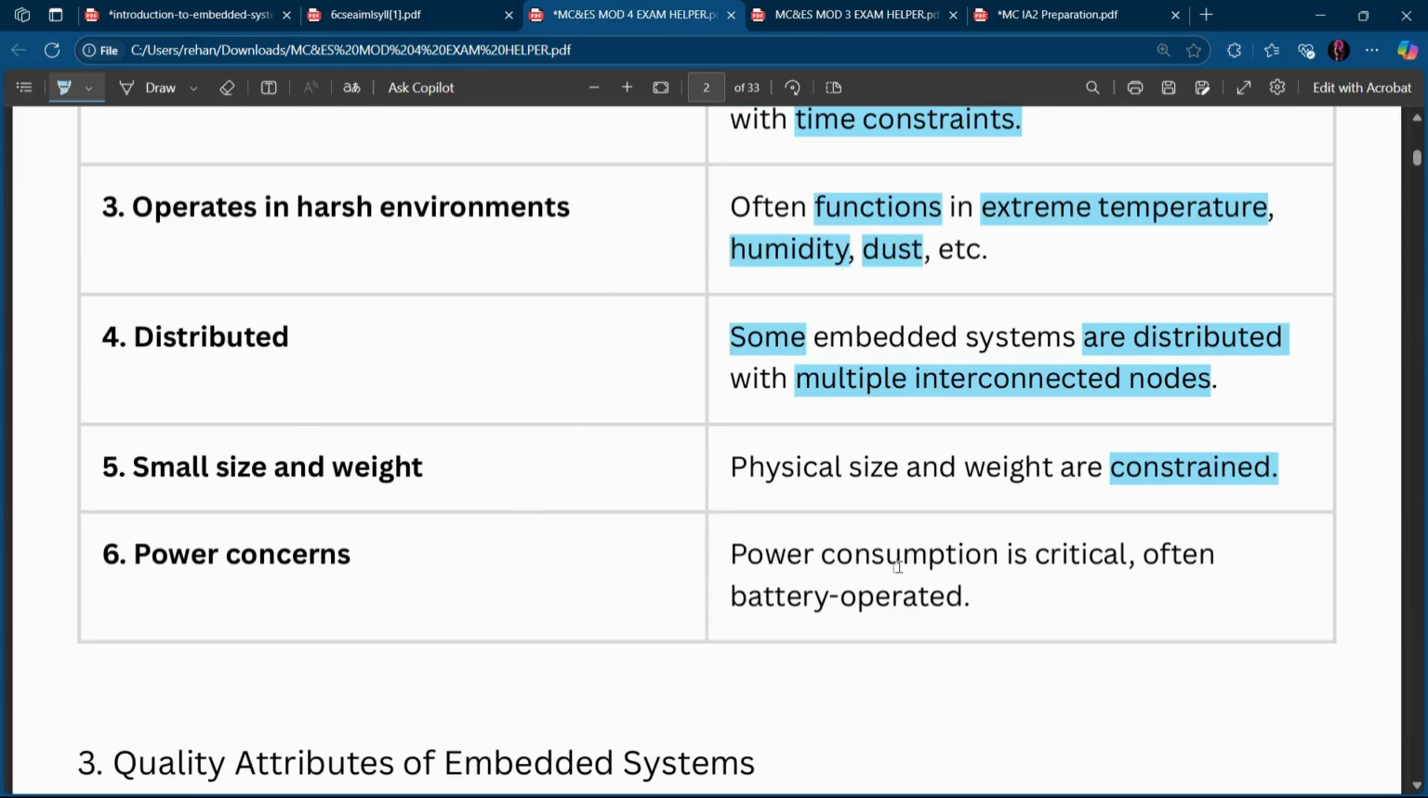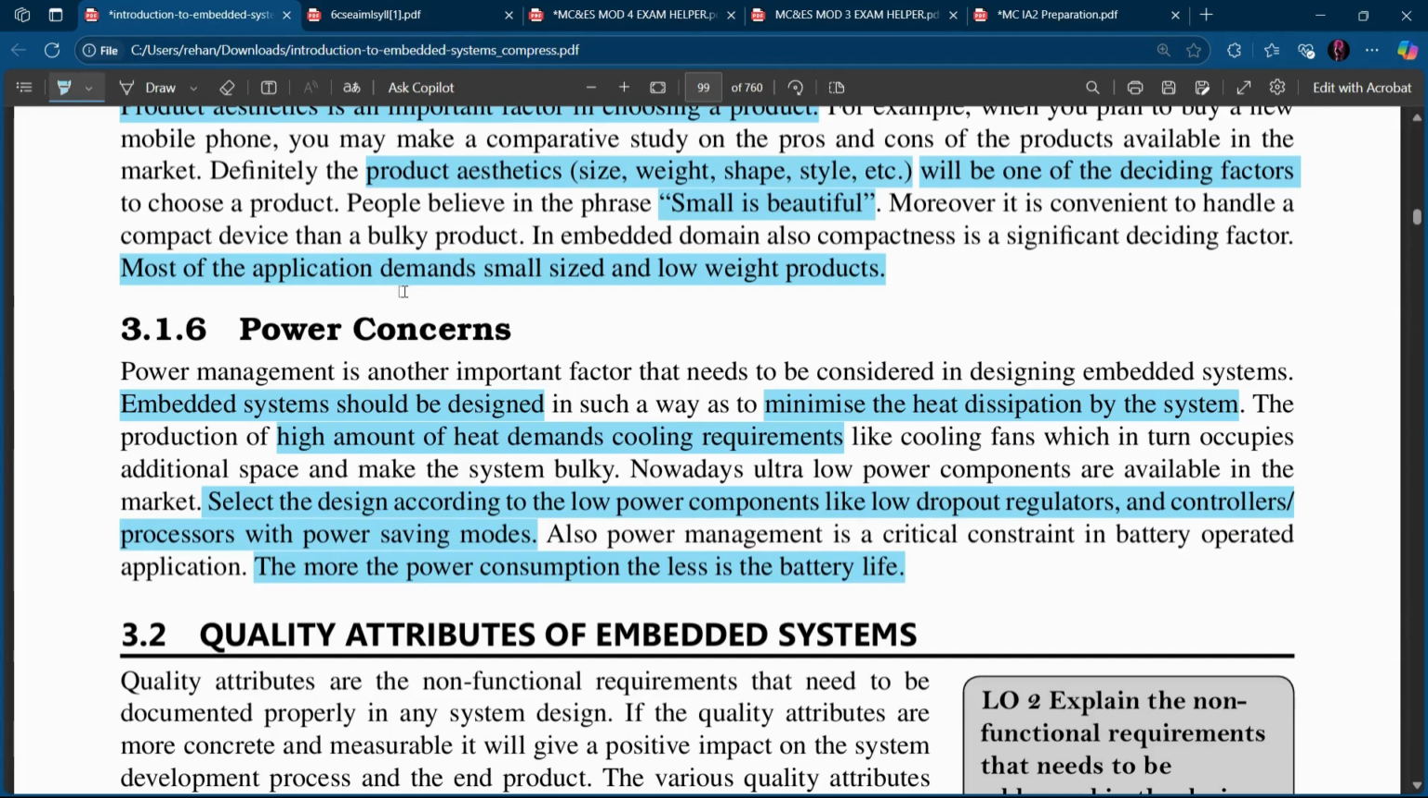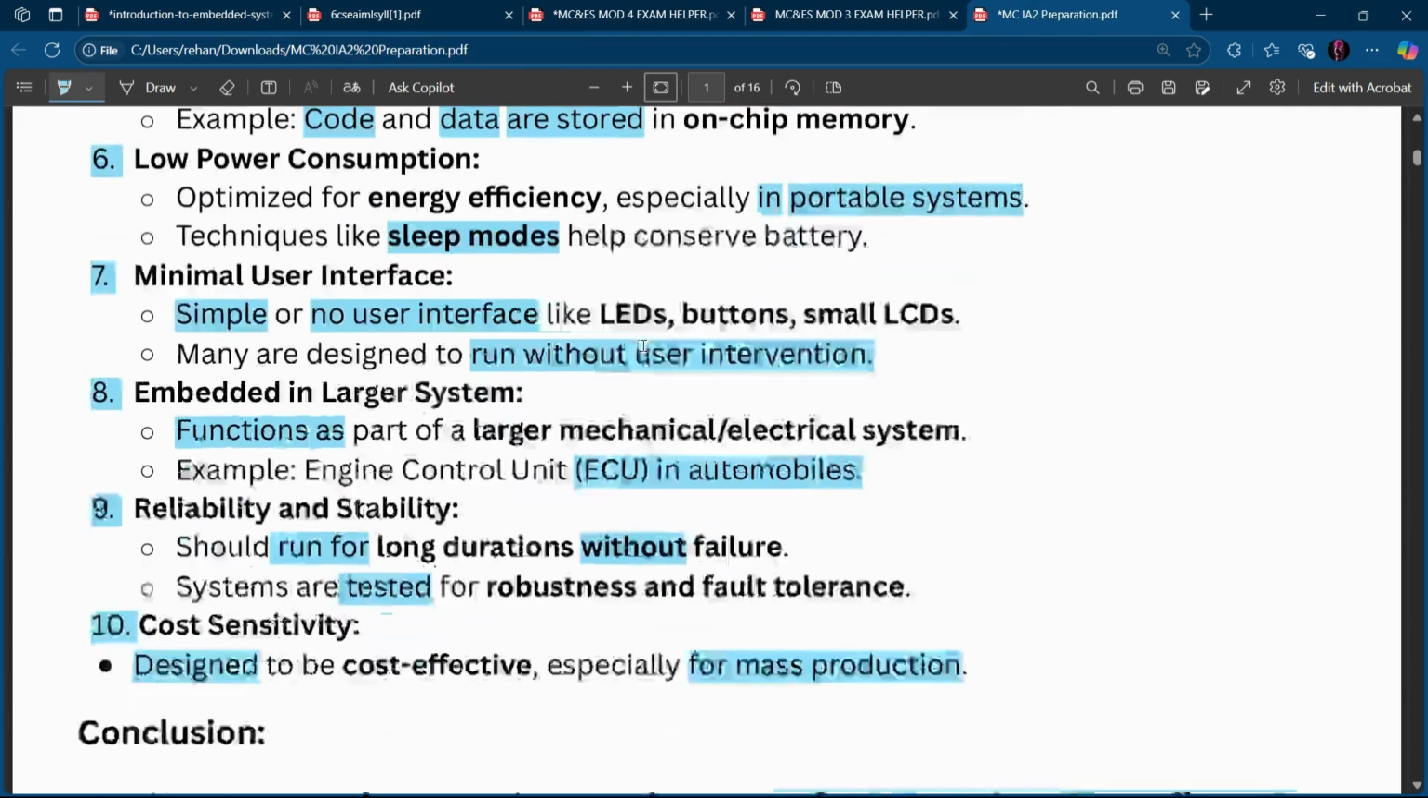In these notes, power consumption is critical, often battery operated. It's short, but all you have to mention is that power consumption is very important. The higher the power consumption, the lower the battery life. The power consumption should be such that it gives a long battery life. That's what they have written over here.